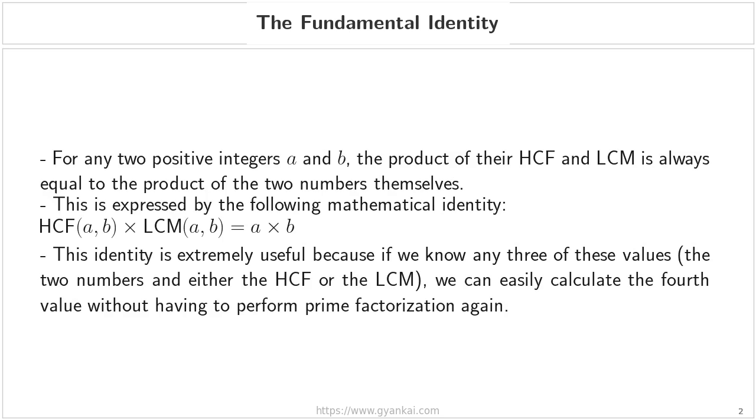Now, why should you care about this? Well, this identity is an incredibly useful shortcut. Think about it. If a problem provides you with any three of these four values, meaning you know the two numbers and either the HCF or the LCM, you can find that missing fourth value almost instantly. You won't need to go through the tedious process of prime factorization ever again for these types of problems. It turns a complex calculation into a simple piece of arithmetic.